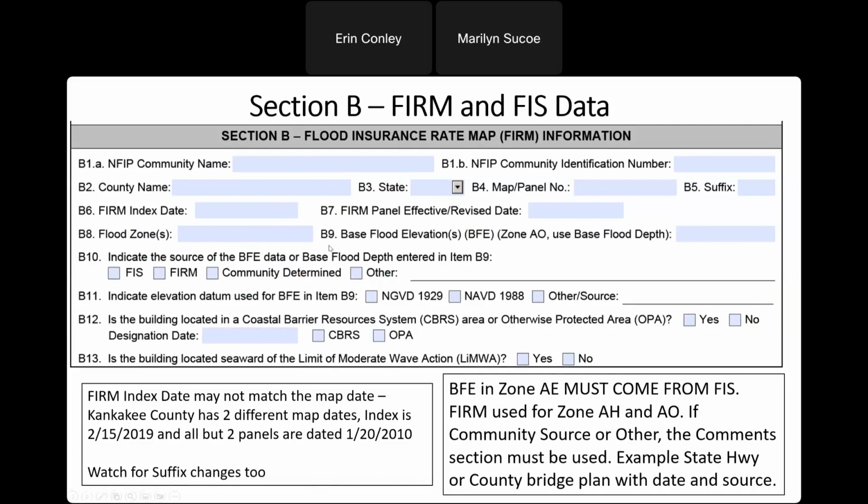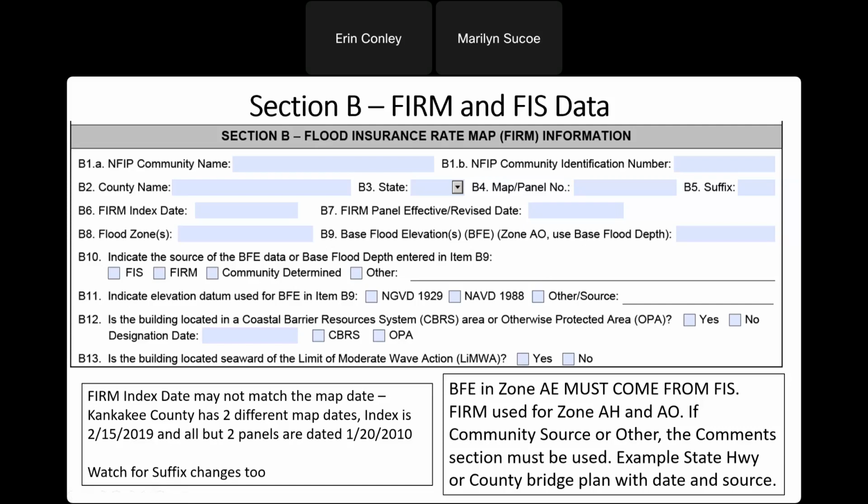Yeah, so B9 is where the base flood elevation is completed, and it asks for the source of that data. We harp on this a lot. Base flood elevations should generally be taken from the flood insurance study. Of course, zone AOs and AHs, you're going to find those on the FIRM.